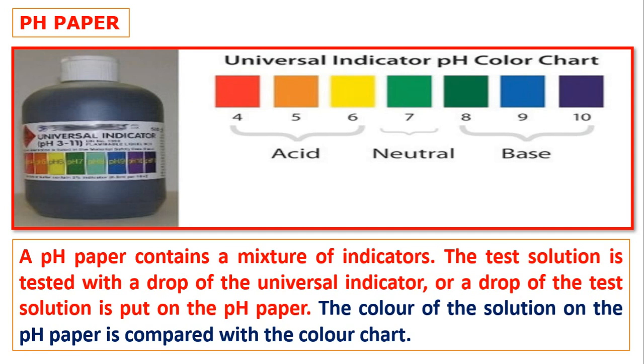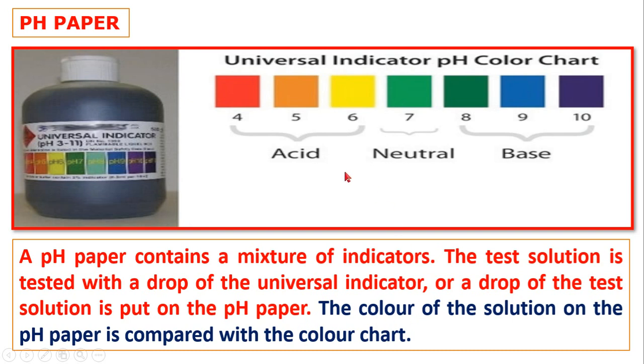So what does pH paper mean? pH paper contains a mixture of indicators. The test solution is tested using a drop of universal indicator or a drop of the test solution. A test solution is put on a pH paper. What happens is the pH paper changes its color.